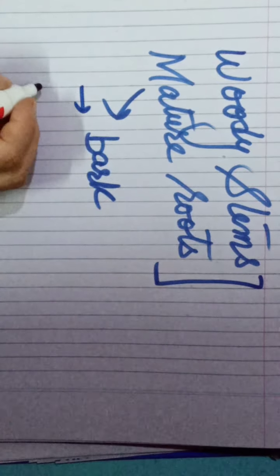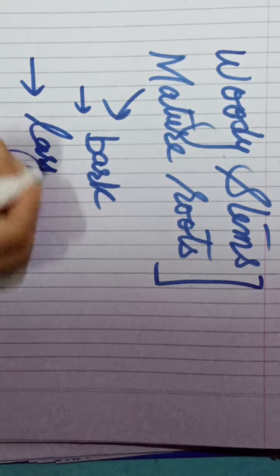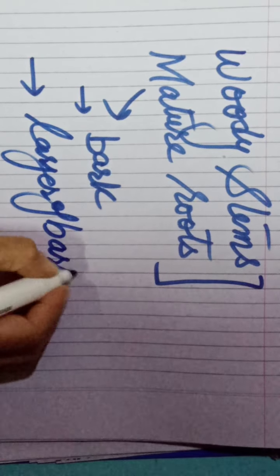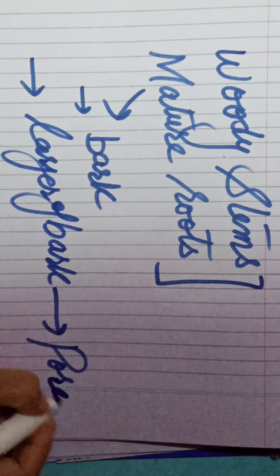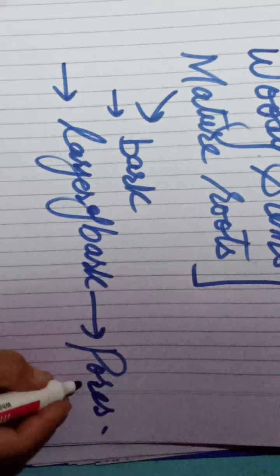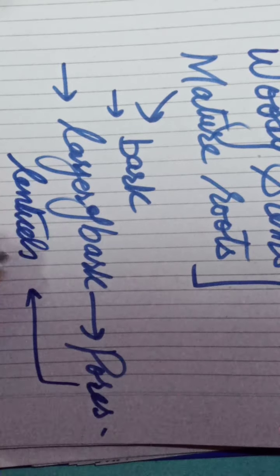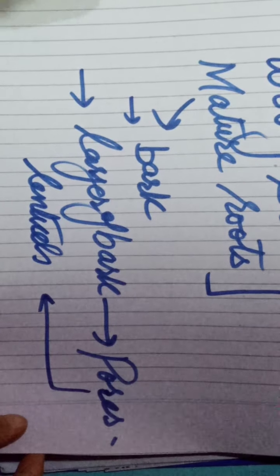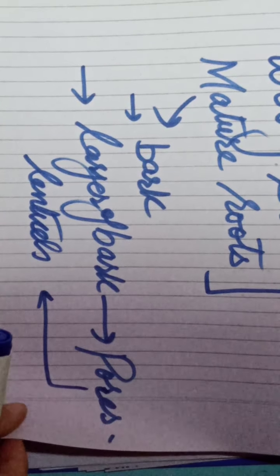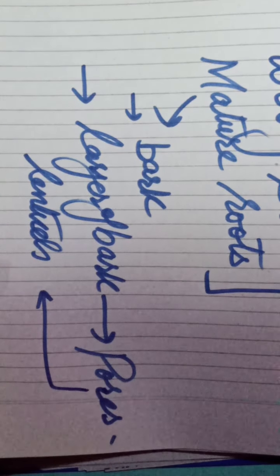And another thing, there are certain pores in the layer of bark. The layer of bark has pores, which are called lenticels. So lenticels allow air to pass through them. When we talk about air, it means the exchange of gases: intake of oxygen into the cell and exhaling of carbon dioxide.